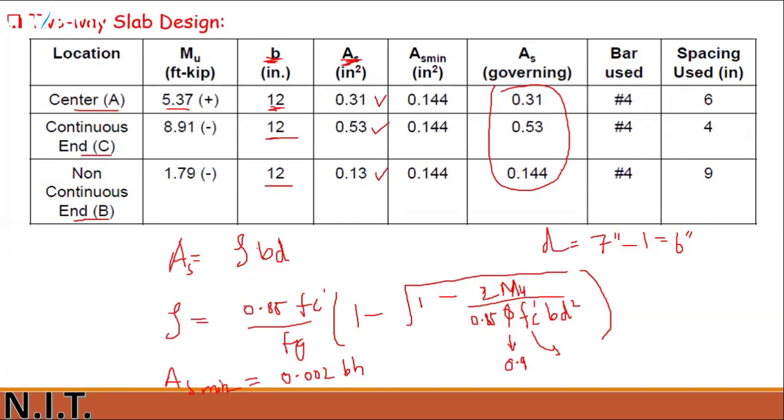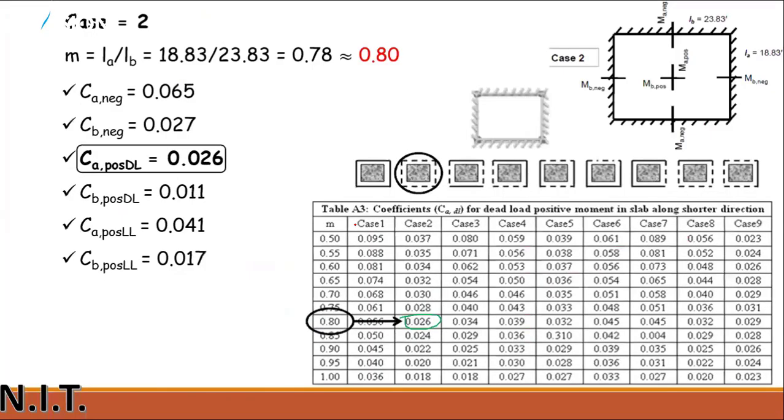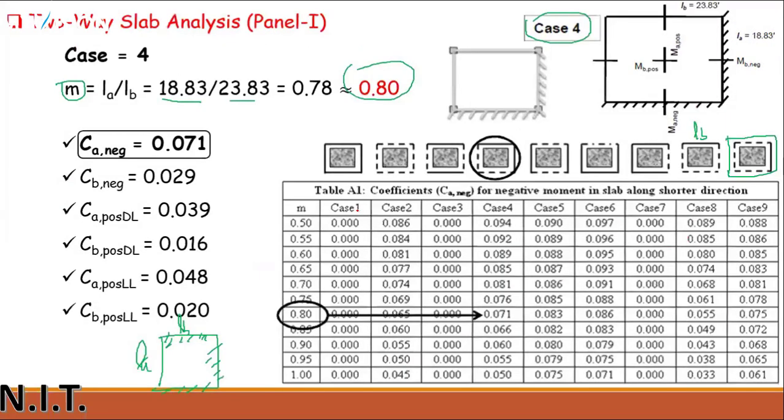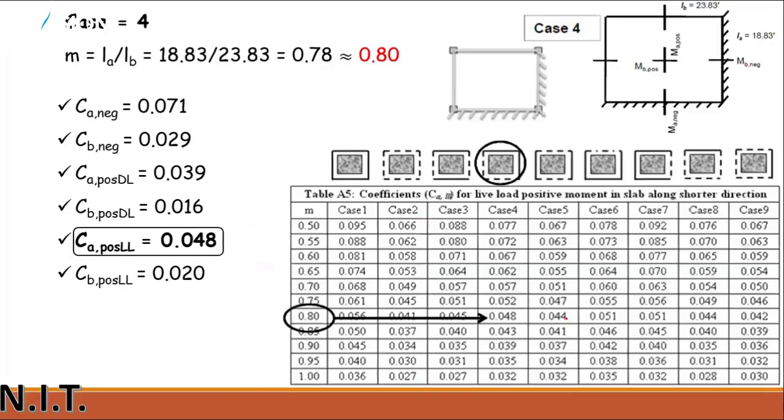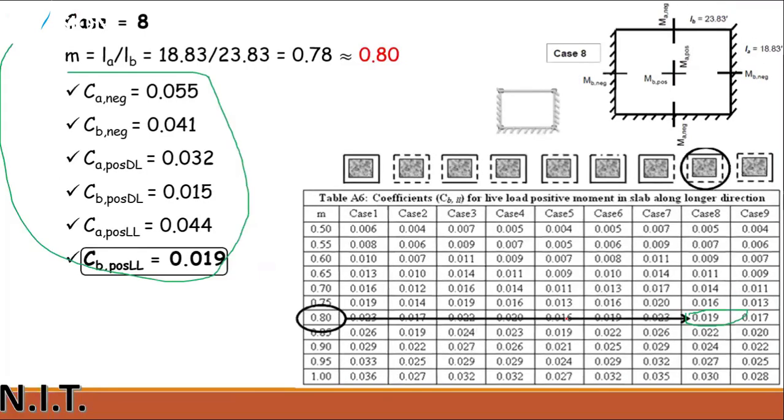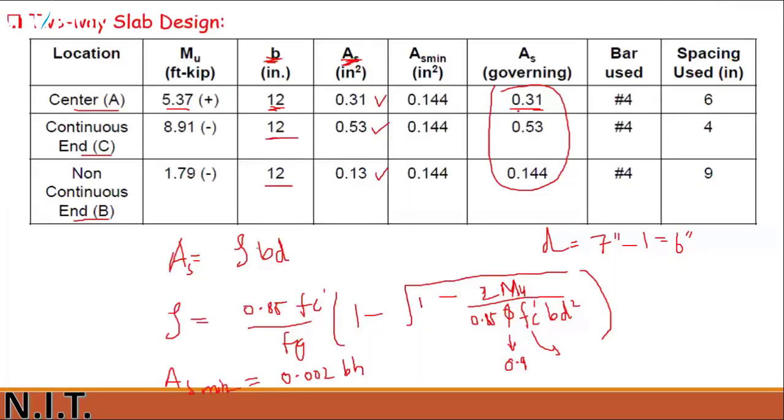This area of steel will be used to calculate the number of bars and their corresponding spacing. The table which I provided you, you can use this table. The table is over here. Yeah, this one: Table A3, areas of bars for slabs. Find out the value which is given. For example, what is my first value? Let me show you. My first value is 0.31.